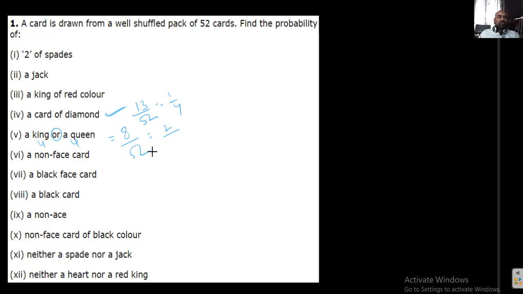4 twos are 8, 4 thirteens are 52. So what is the answer? 2 by 13. A king or queen.